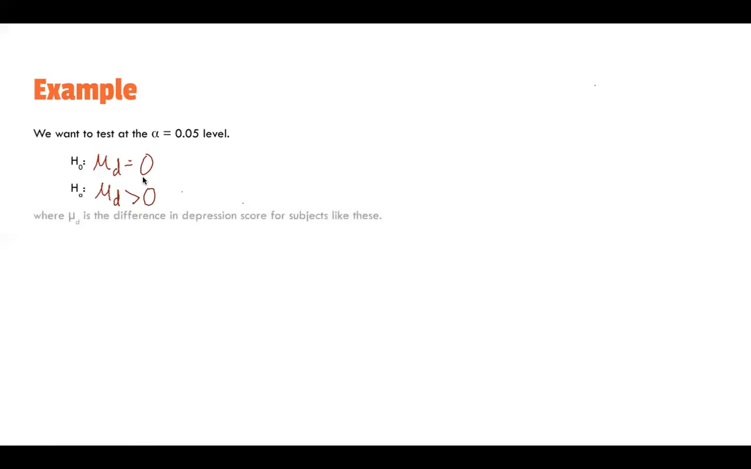And now we have to define our parameter, where mu d is the difference in depression scores for subjects like these. That's an important thing: for subjects like these. That means that this is an experiment. We have to acknowledge that this is an experiment rather than a sample. It's not going to be a random sample. And that's going to affect our conditions as well, which I'll get to in a minute. If conditions are met, we will conduct a paired t-test, not a one sample t-test. It's going to be a paired t-test for means at the alpha equals 0.05 level.